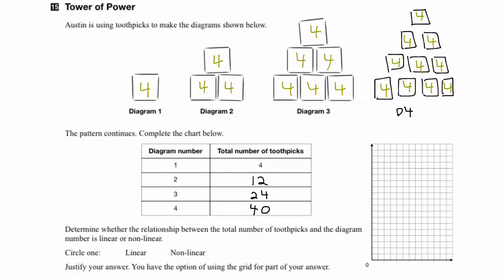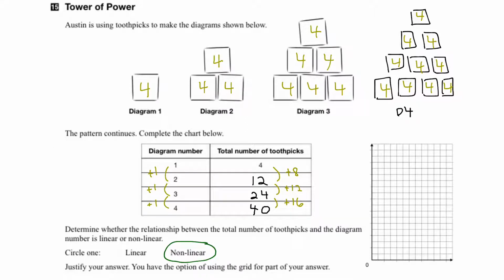Well, one way to do it is to look at successive differences. We can see between 1 and 2 it's going up by 1, between 2 and 3 it's going up by 1, between 3 and 4 it's going up by 1. That's consistent. Now if we look at the other side, between 4 and 12 we're going up by 8, between 12 and 24 we're going up by 12, and between 24 and 40 we're going up by 16. So the differences here are not the same, they're not consistent. Therefore we know that it is a non-linear relationship.